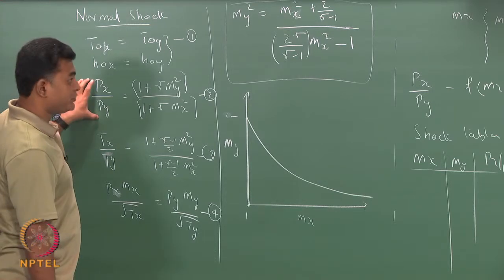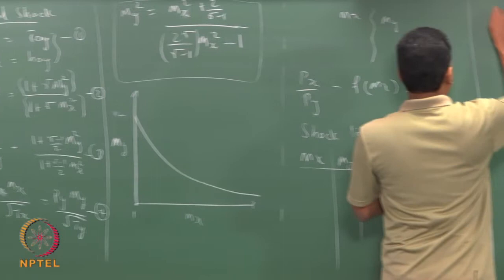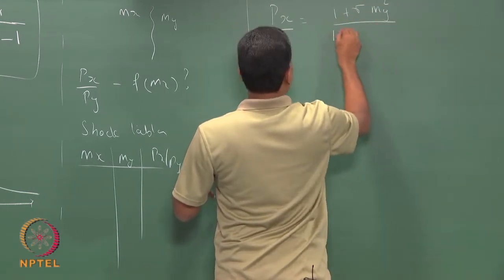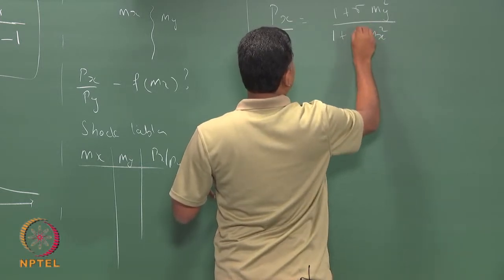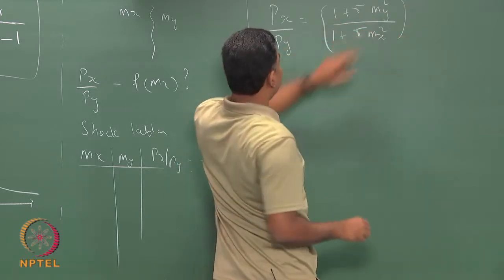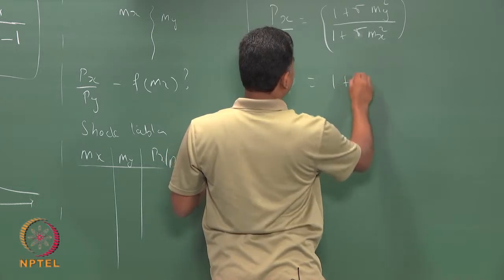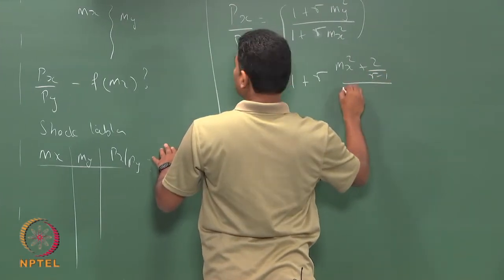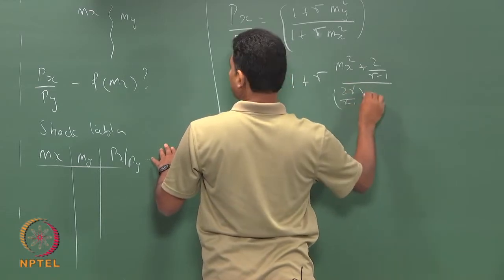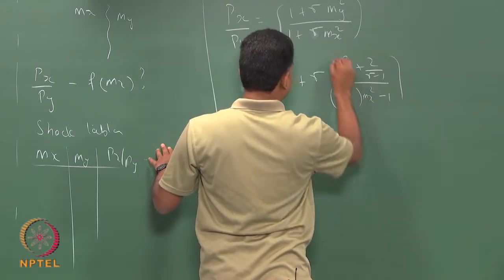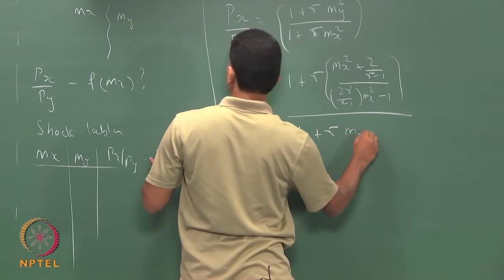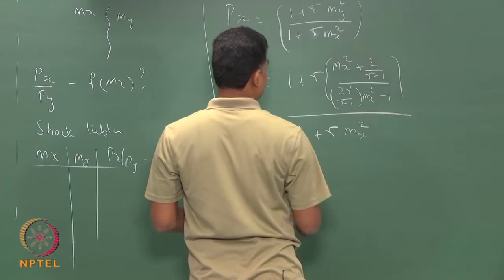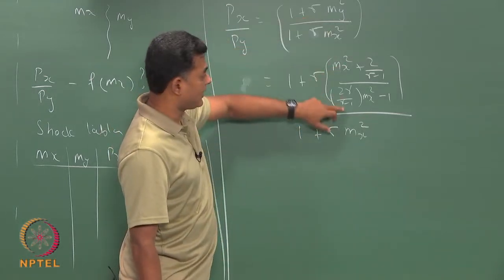I take equation 2, which I will rewrite here as Px by Py equals 1 plus gamma My square divided by 1 plus gamma Mx square. I substitute for My in terms of Mx. I am not going to derive the simplified form of this equation, but I will tell you the procedure to get this. This is nothing but mere algebra. I have replaced My in terms of Mx, that is all I have done.